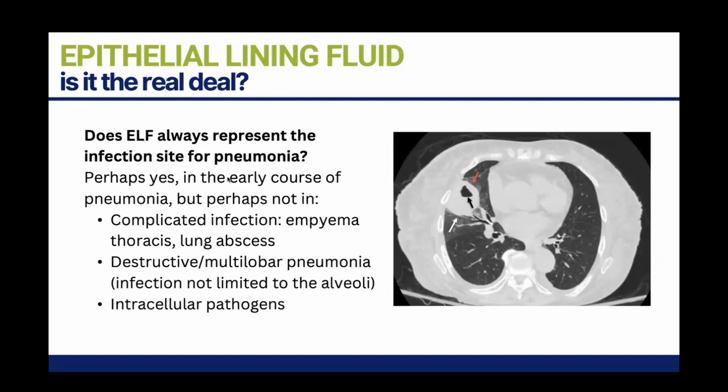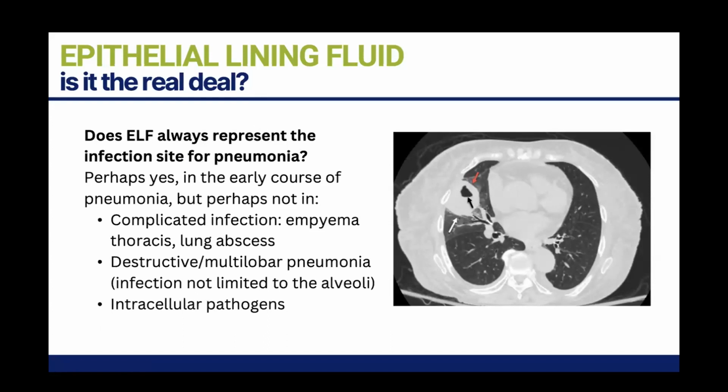For example, in a patient with empyema thoracis or lung abscesses here, you can see the infection is no longer limited to the ELF. It has already spilled into the parenchyma and interstitial tissue. Therefore, the concentration in ELF in this patient will only tell part of the story, or part of the concentration of the antibiotic in the lungs.